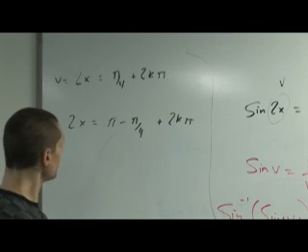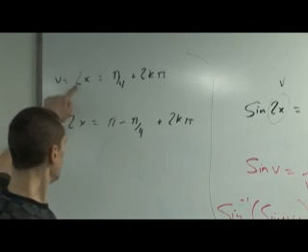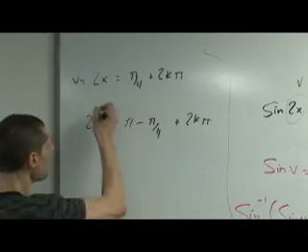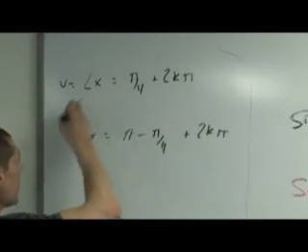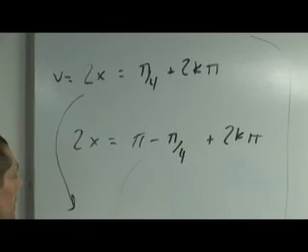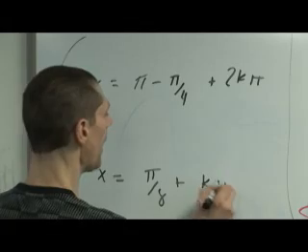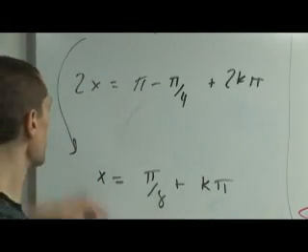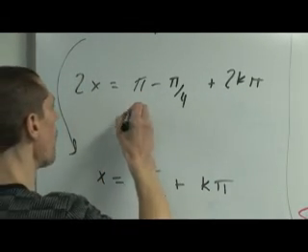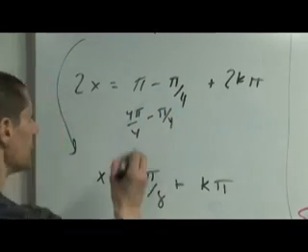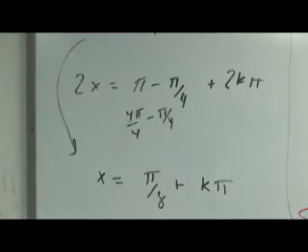And here's where you need to be a little careful. We need to divide out the 2 over here, right? So dividing out the 2 everywhere, this is going to become x is equal to pi over 8 plus k pi. And this one, what do we got here? Well, this is 4 pi over 4 minus pi over 4. So this is 2x is equal to 3 pi over 4.